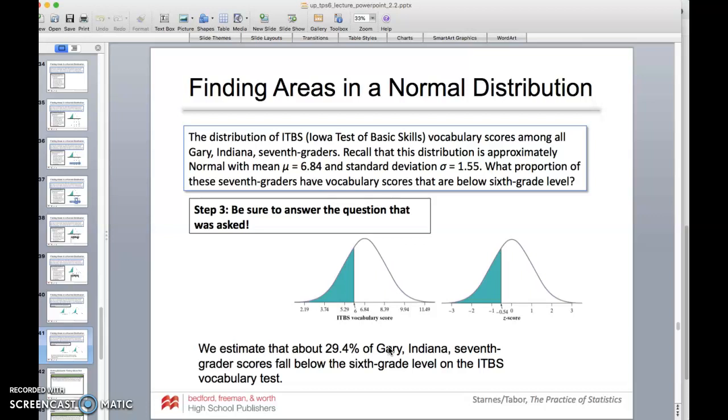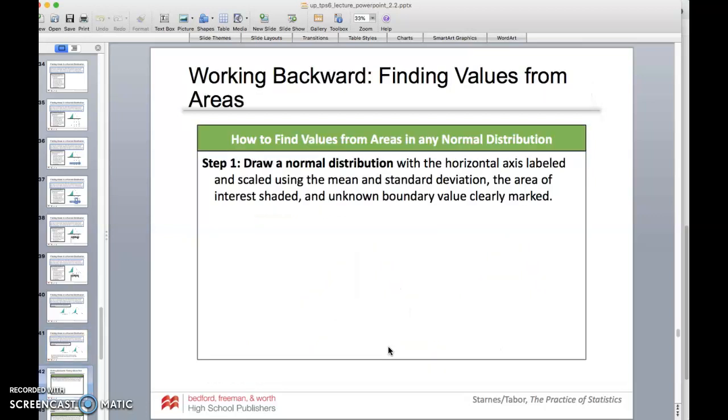I rounded mine to 5. Probably not a big deal. Of Gary, Indiana 7th graders, score follow below the 6th grade level on that Iowa Test of Basic Skills vocabulary test. So that's what we have there.